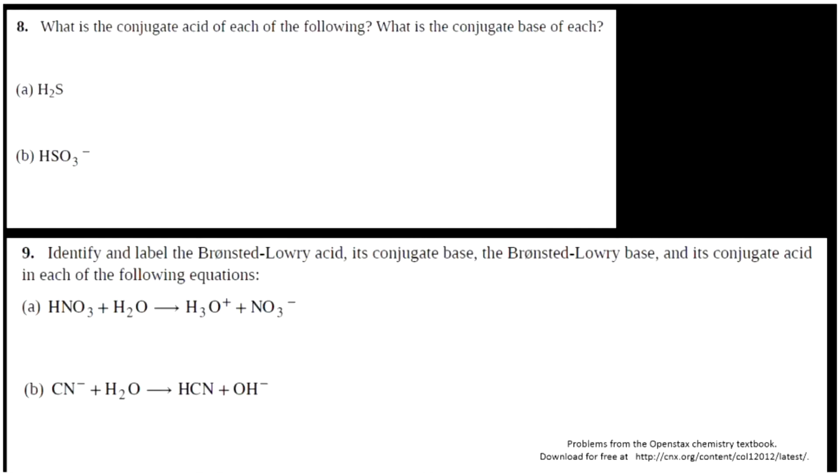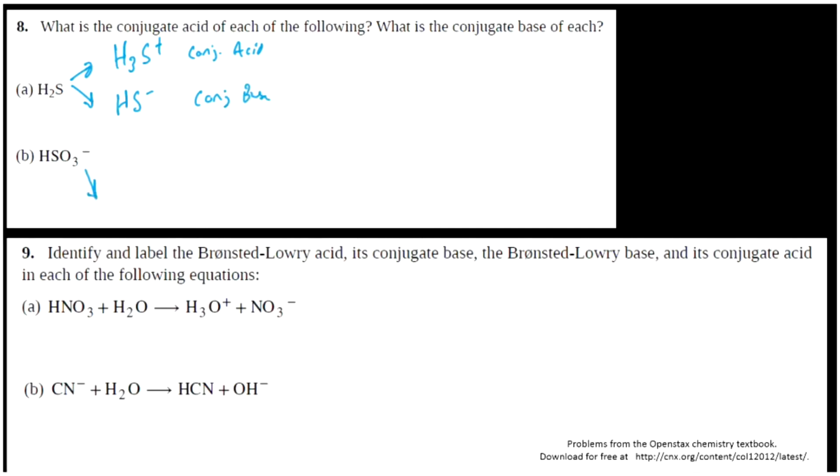Okay, so these are both from the OpenStax textbook. And problem 8 says, what is the conjugate acid and conjugate base of each of the following? Well, to generate the conjugate acid, remember that we add a hydrogen. So that would be H3S plus. It becomes positive because it gained a proton. So that's the conjugate acid. On the other hand, losing a hydrogen would make HS minus, the conjugate base.